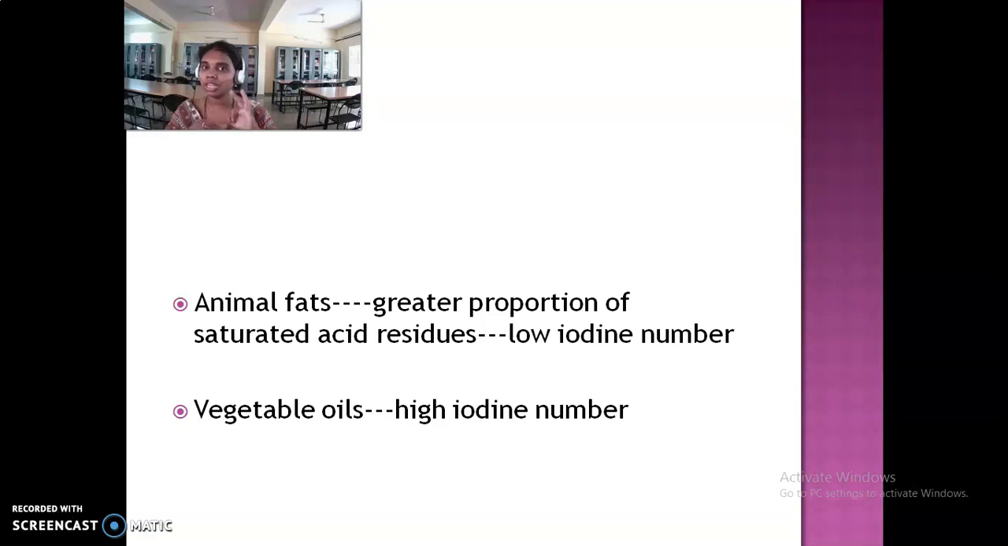So far we have discussed three concepts here. Acid value tells about the purity of the oil by the release of free fatty acids. Then saponification value will give you the idea about the molecular weight of the fat or oil. And with iodine value, you will know about the unsaturation.